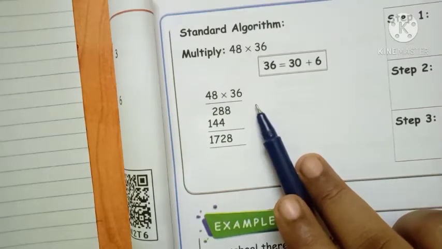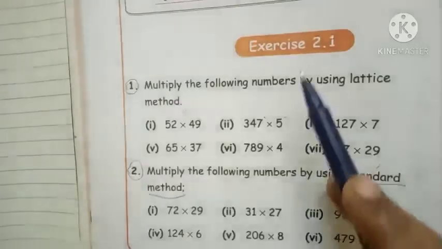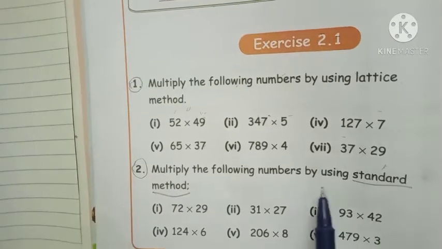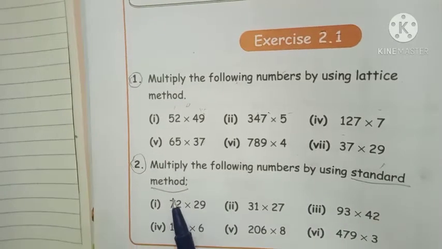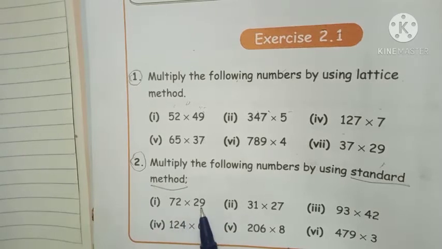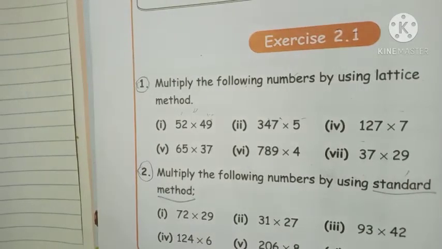Ready children? This is a book exercise example sum. I show now exercise number 2.1. Multiply the following numbers by using the standard method. So here the first sum given is 72 multiply 29. This number I take out and do; you do the rest in your classwork. Ready children?